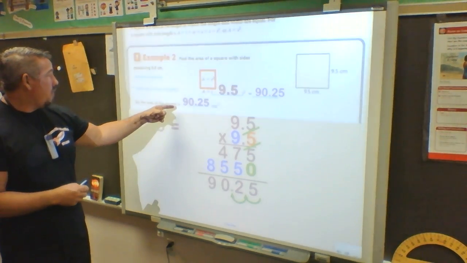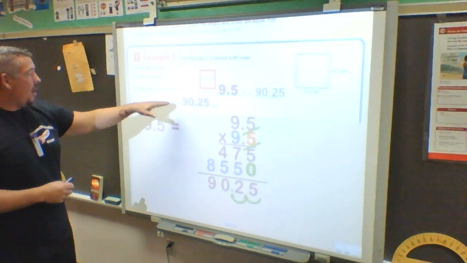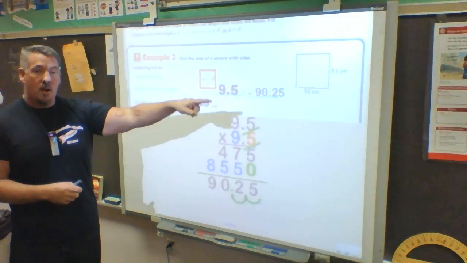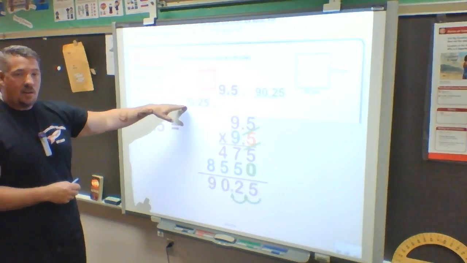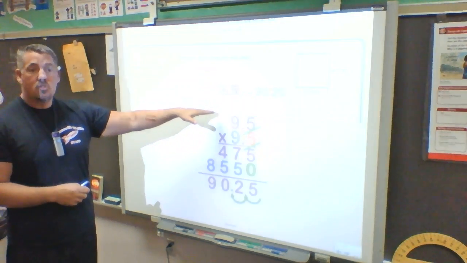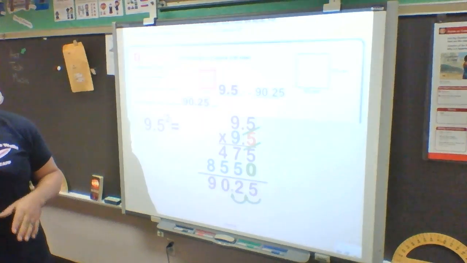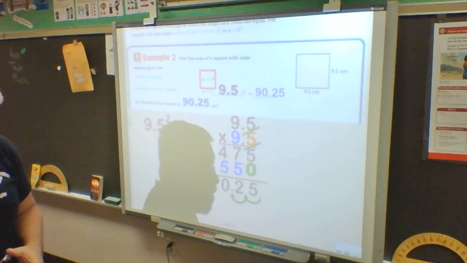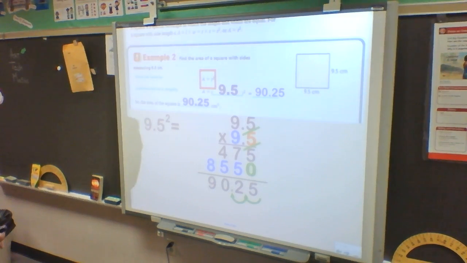And so therefore for my square, my area, I know, because it gave me measurements of centimeters, is 90 and 25 hundredths square centimeters. So area has to be squared when I'm doing these math problems.